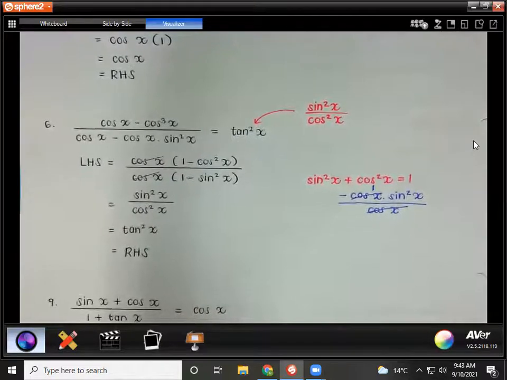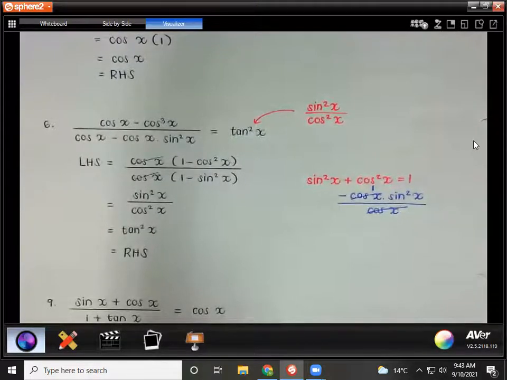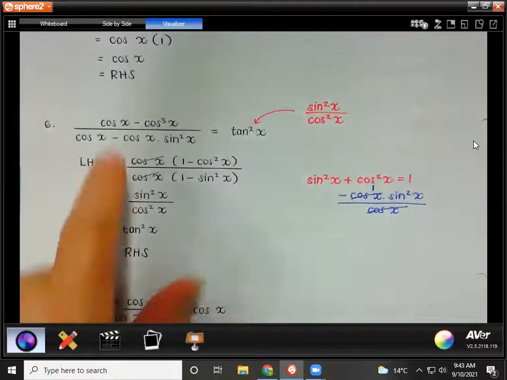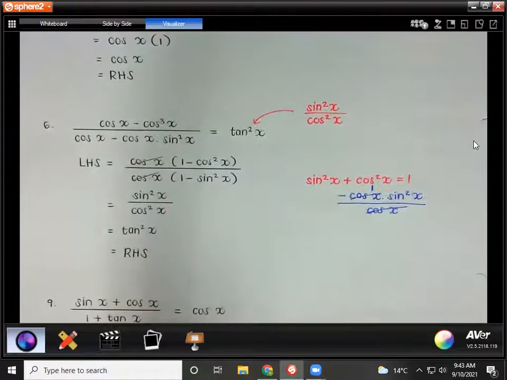Remember, when you're taking out a common factor, you divide each term by that common factor. So if you're starting with 2 terms, you always have to have 2 terms in the bracket again. All right, is that fine for number 6, guys?